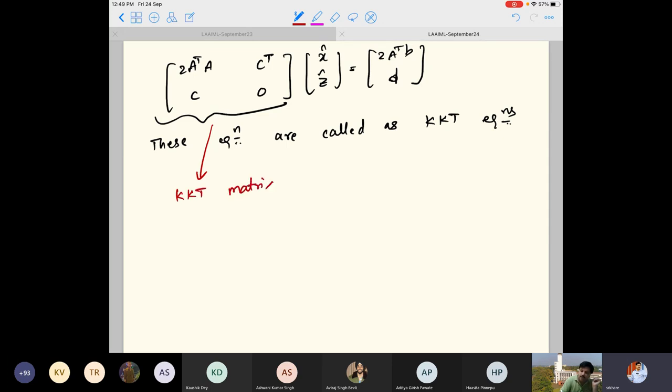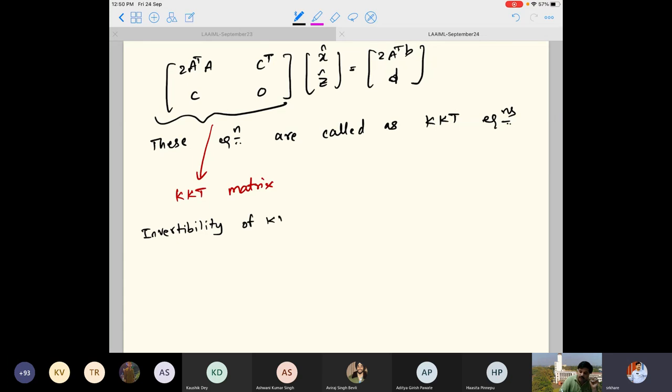And the KKT matrix should be invertible, right? Once you know that the KKT matrix is invertible, only then can you find out this x hat and z hat, right? So the KKT matrix needs to be invertible. The invertibility of the KKT matrix is something that I will not do. I'll just leave it. If you want, you can see chapter 16 of this book.